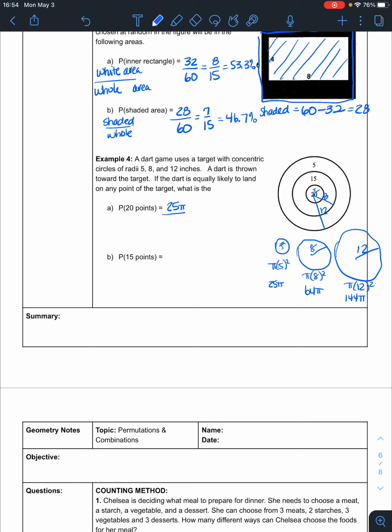The area where I can land is the whole circle, assuming that we're going to land on the dartboard. So we're going to assume we land on the dartboard, and that's what it means by equally likely to land on any point of the target. It means you're not going to miss the target. So the whole dartboard is 144 pi square inches where I can land, but there's 25 pi square inches where I want to land.